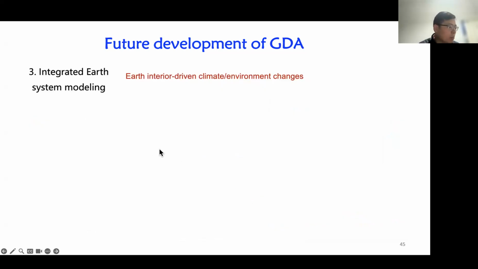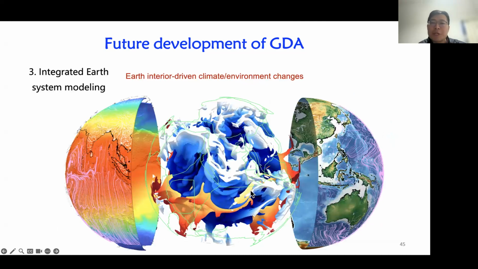Finally, I still have one more slide. Then I'll stop there. I think this can be pushed even further. I mean, we haven't done much work here, but it's just a thought, right? So Earth's interior can drive even maybe climate or environmental change eventually. I have a nice figure here showing that this is actually our model.